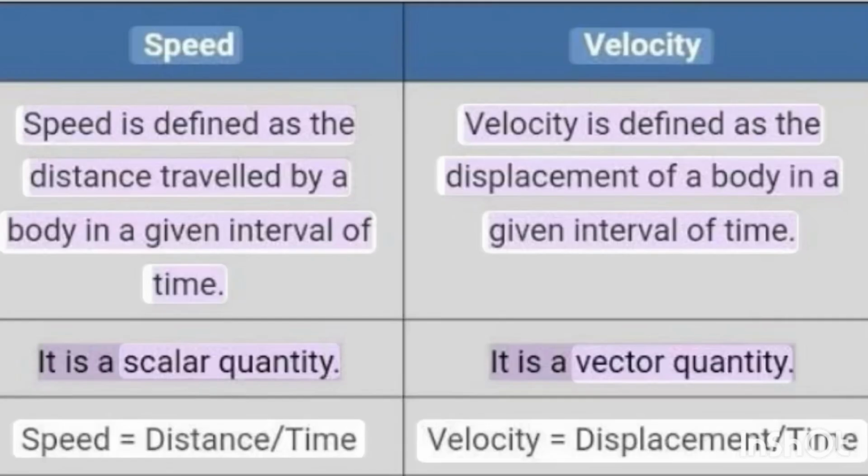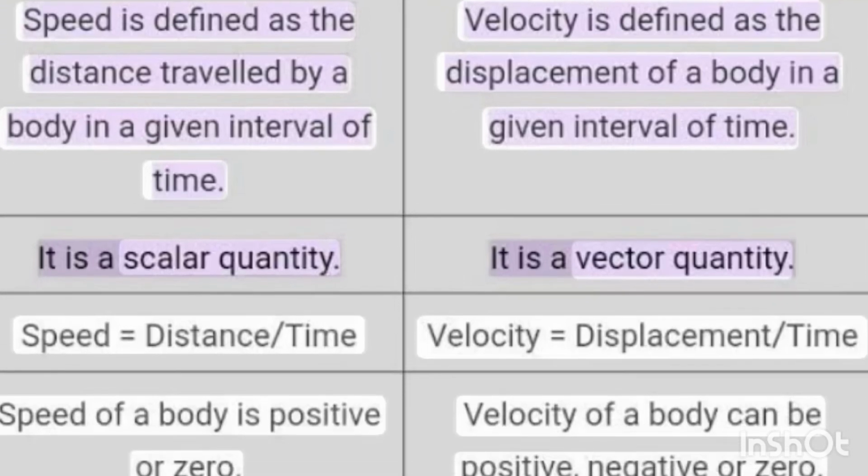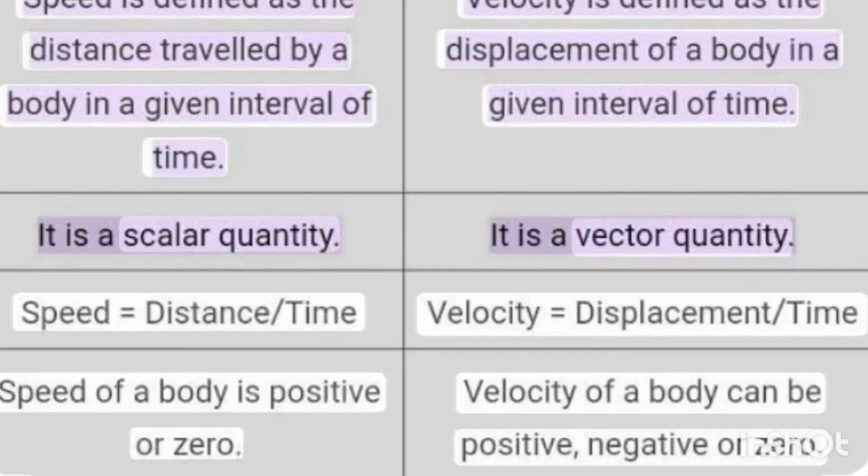Page number 76 in text, question: distinguish between speed and velocity. Speed is defined as the distance traveled by a body in a given interval of time. Velocity is defined as the displacement of a body in a given interval of time. Speed has only magnitude, therefore it's a scalar quantity, while velocity is a vector quantity because it has both magnitude as well as direction. Speed is distance upon time, velocity is displacement upon time. Speed of a body is positive or 0, while velocity of a body can be positive, negative or 0.